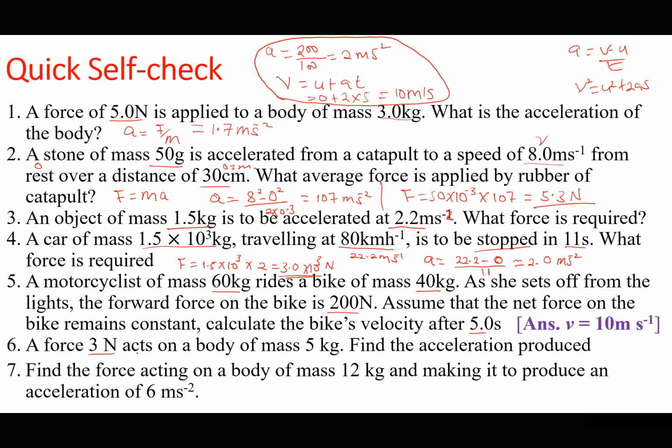A force of 3 newtons acts on a body of mass 5 kilograms. Find the acceleration. That one is direct. You just substitute in the formula. Acceleration is force over mass. Find the force acting on a body of mass 12 kilograms producing an acceleration of 6 meters per second squared. So force is simply equal to mass times acceleration, as simple as that.